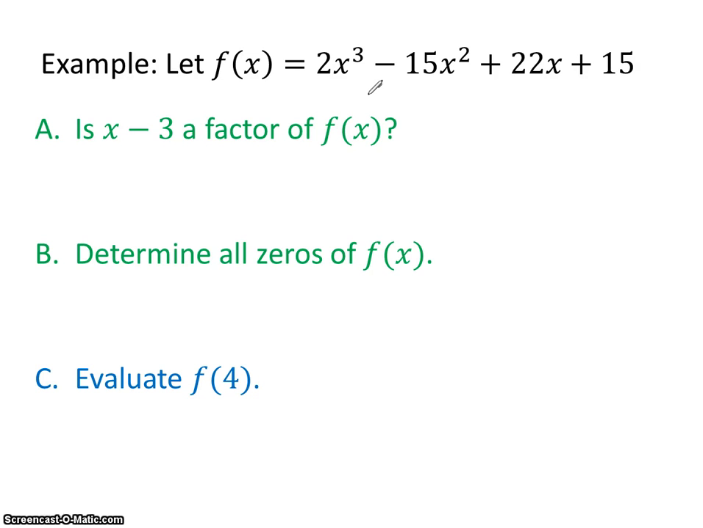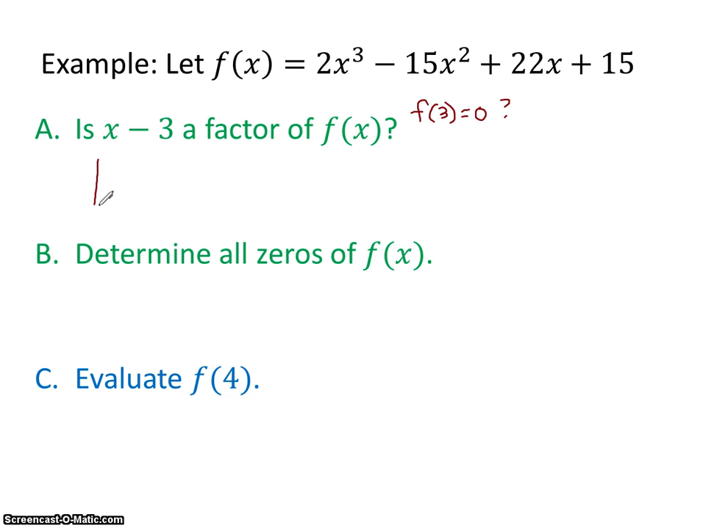So we have this function 2x cubed minus 5x squared plus 22x plus 15. The question is, is x minus 3 a factor of f of x? So what we're really asking ourselves is, is f of 3 equal to 0? That's our question. Because if it is, then x minus 3 is a factor using the factor theorem.